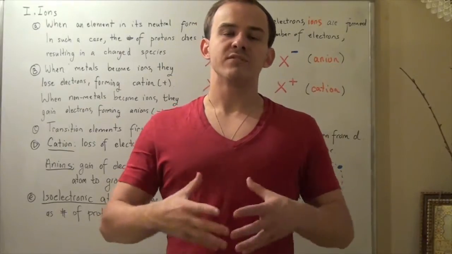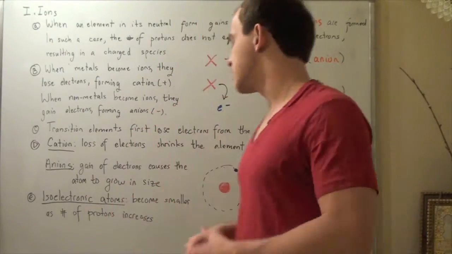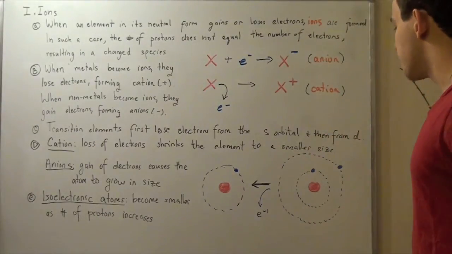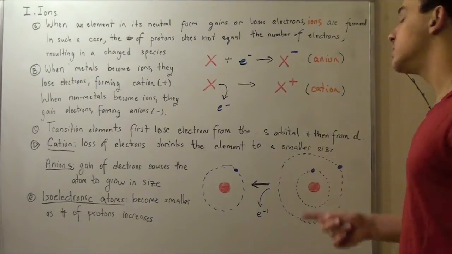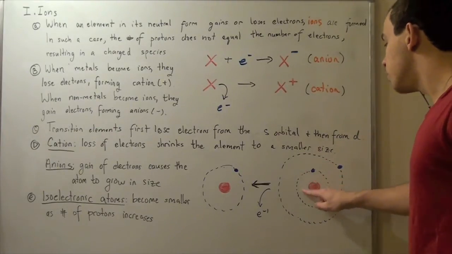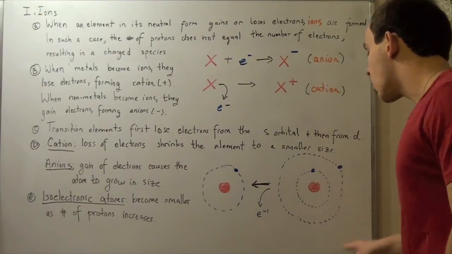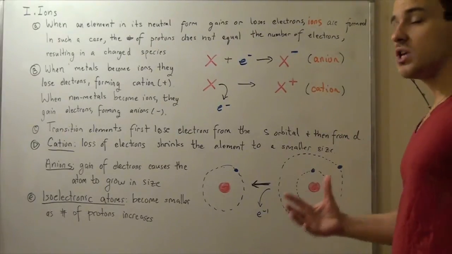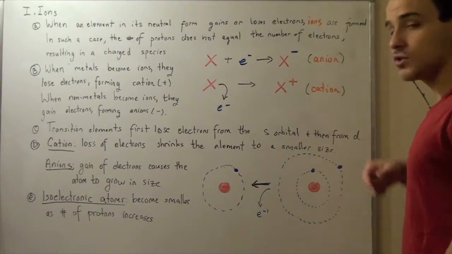Now, what happens to the size of our atom when it loses or gains an electron? Let's suppose we have a neutral atom that has 2 protons and 2 electrons, and let's look at our illustration. There is 1 electron on the outermost shell, 1 electron on the innermost shell, and 2 protons found in our nucleus, so its charge is 0. Now suppose it loses an electron. Let's say it loses our outermost electron.